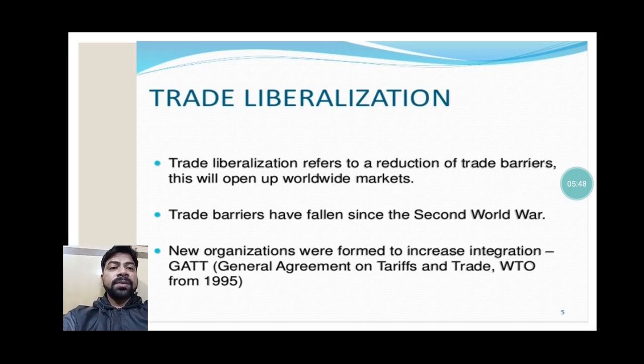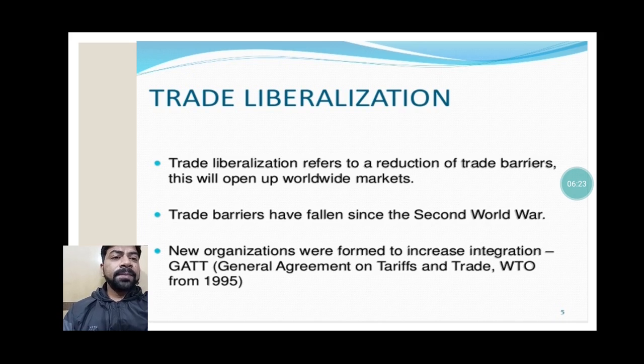Trade liberalization means what? Trade liberalization refers to a reduction of trade barriers. This will open up a worldwide market. Suppose Iran wants to trade with India and India imposes a heavy trade tariff on Iranian products, saying no, I will charge 30%, 40% on your exports. What will happen? This will restrict Iran from exporting its products to India or establishing a trade relation with India.